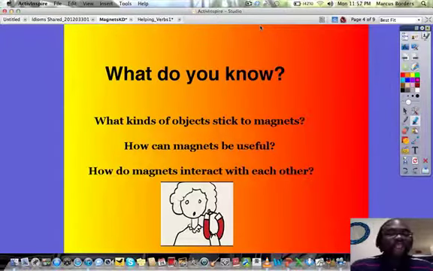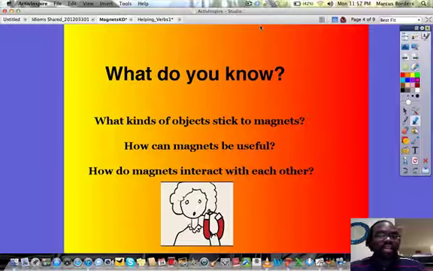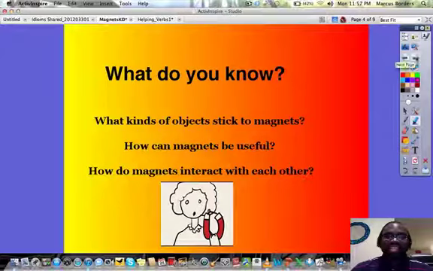All right, what do you know? Write down these questions and write from your own prior knowledge or any general information that you have. Write your own answers to them. What kinds of objects stick to magnets? How can magnets be useful? How do magnets interact with each other? And pause the video and start it back once you're ready.